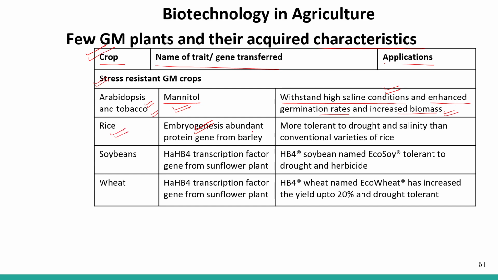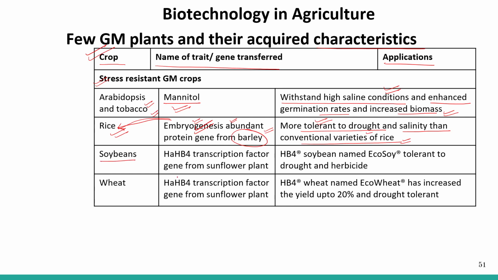Rice. Embryogenesis abundant protein gene from the barley. This is the gene transferred for this trait: more tolerant to drought and salinity than the conventional varieties of rice. So this gene is transferred from barley to the rice. Now rice is more tolerant to drought and salinity compared to the conventional variety of rice.